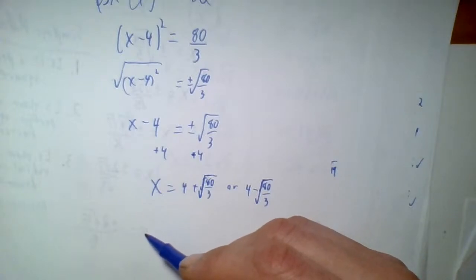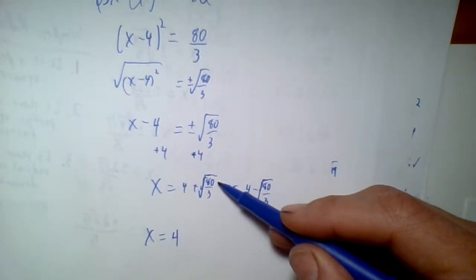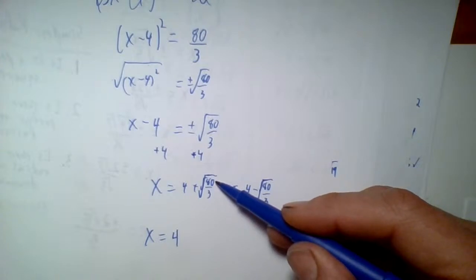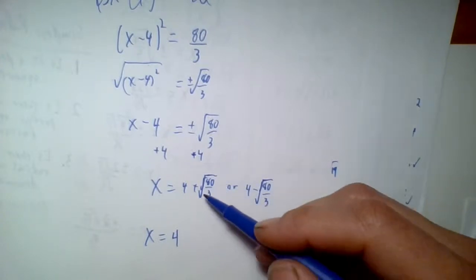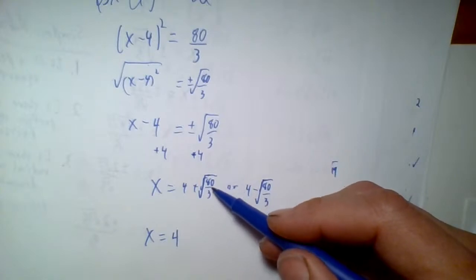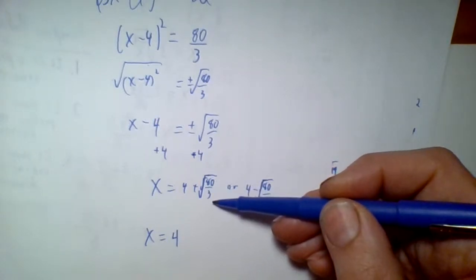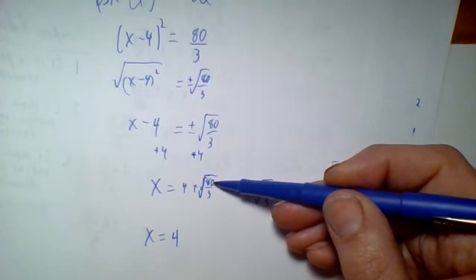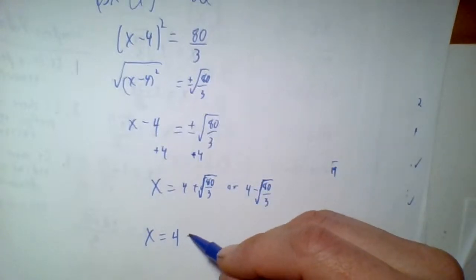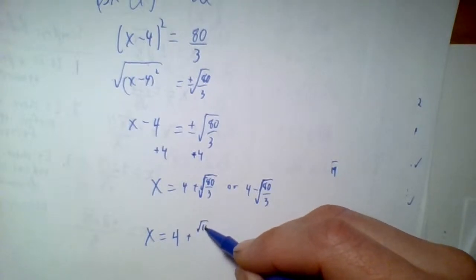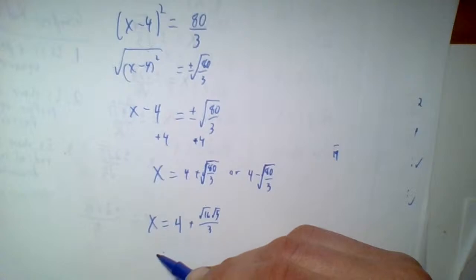Same three questions. Is it a perfect square? Well, 80 is not, and 3 is not. Nope. So I'm thinking the top and bottom separately. They're not perfect squares. Is there a perfect square factor? Not for 3, but there is for 80. Actually, 16 times 5 would work here.